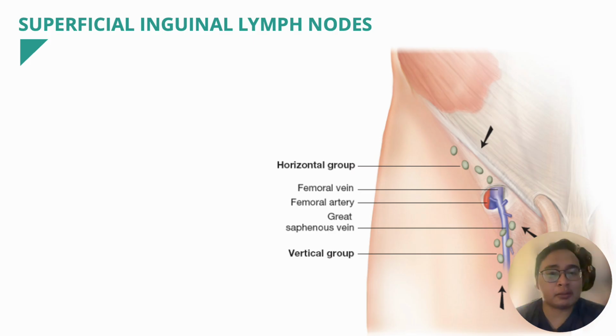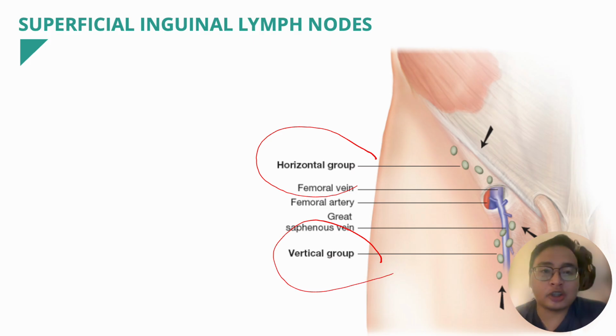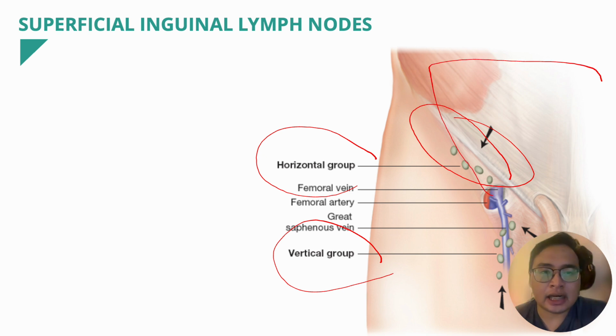Now, that's for the upper extremities. But for the lower extremities, we have two groups that we have to learn: the horizontal group and the vertical group. The horizontal group is located around the inguinal ligament. It's located higher in the leg. And take note that it drains the superficial portion of the abdomen as well as the buttocks, the external genitalia, except the testes. It also drains the anal area, the anorectal area.